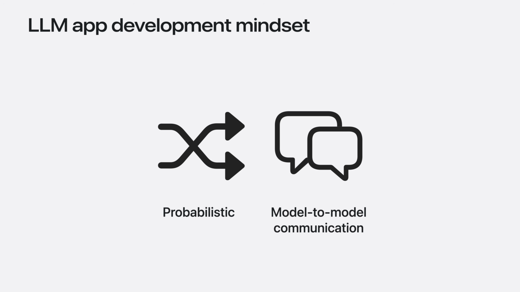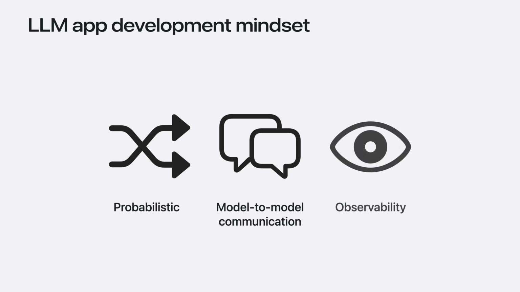The second is model-to-model communication. Powerful features often rely on multiple models working together. For example, in a recipe app, one model might identify ingredients in a photo, while a second generates a recipe from that result. Getting data to flow reliably between those models and recovering gracefully when something goes wrong is where real complexity lives. And the third is observability.